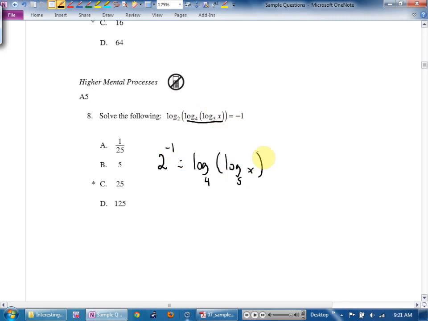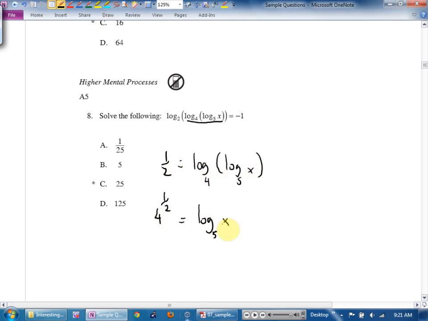By the way, what is 2 to the negative 1 as a fraction? 1/2, so I'm going to do that. I still have the x inside of a log. If the x is ever inside of a log, and you can't cancel the logs, you're going to want to write it as an exponent. 4 to the power of 1/2 equals what's inside the log.